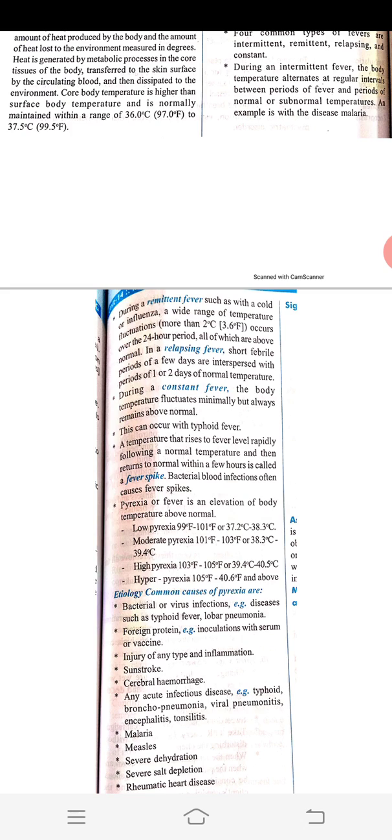Okay, then the relapsing fever. Here there is a brief febrile period followed by 1 or more days of normal temperature. So relapsing fever is a short febrile period of a few days, and the last period is 1 or 2 days of normal temperature.